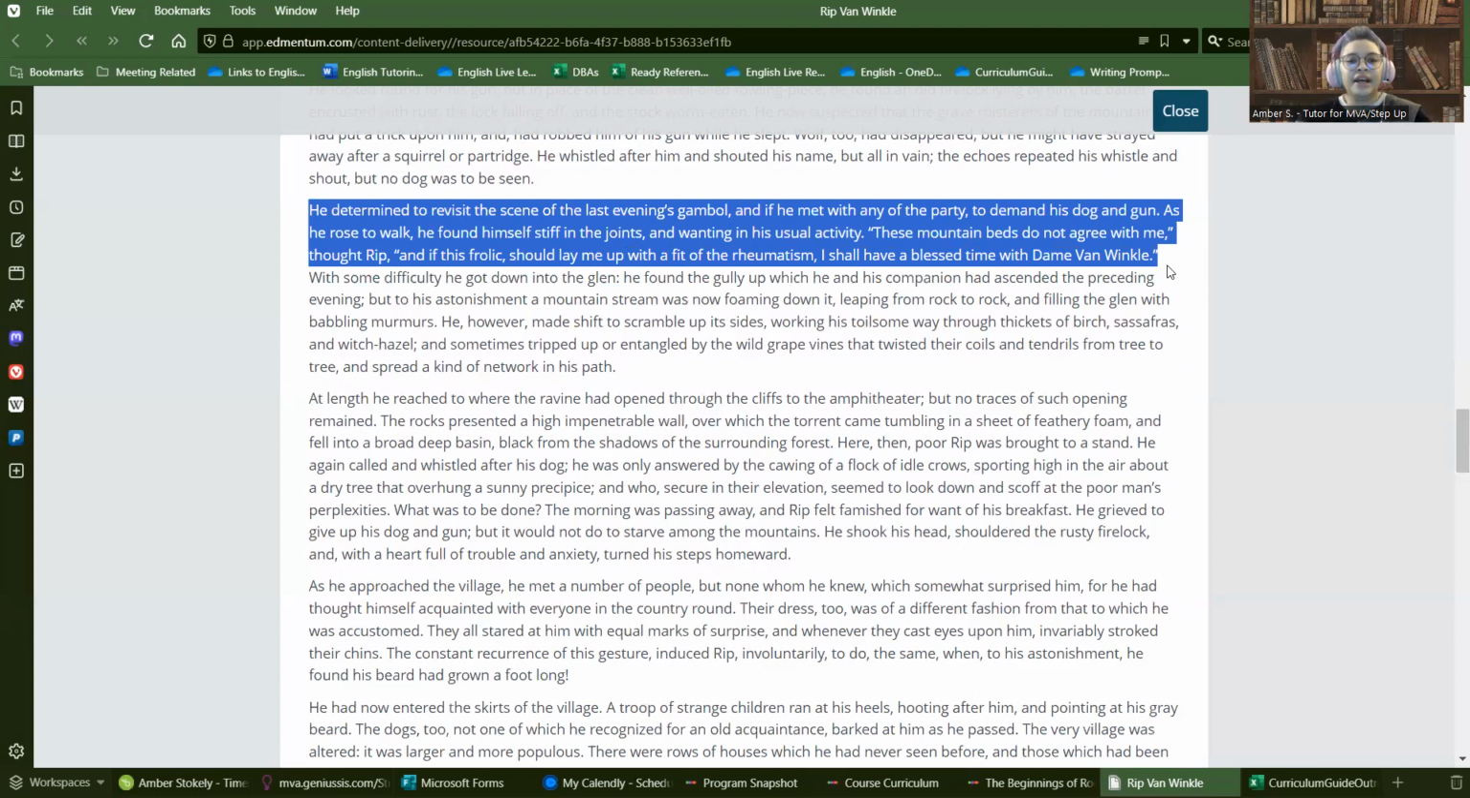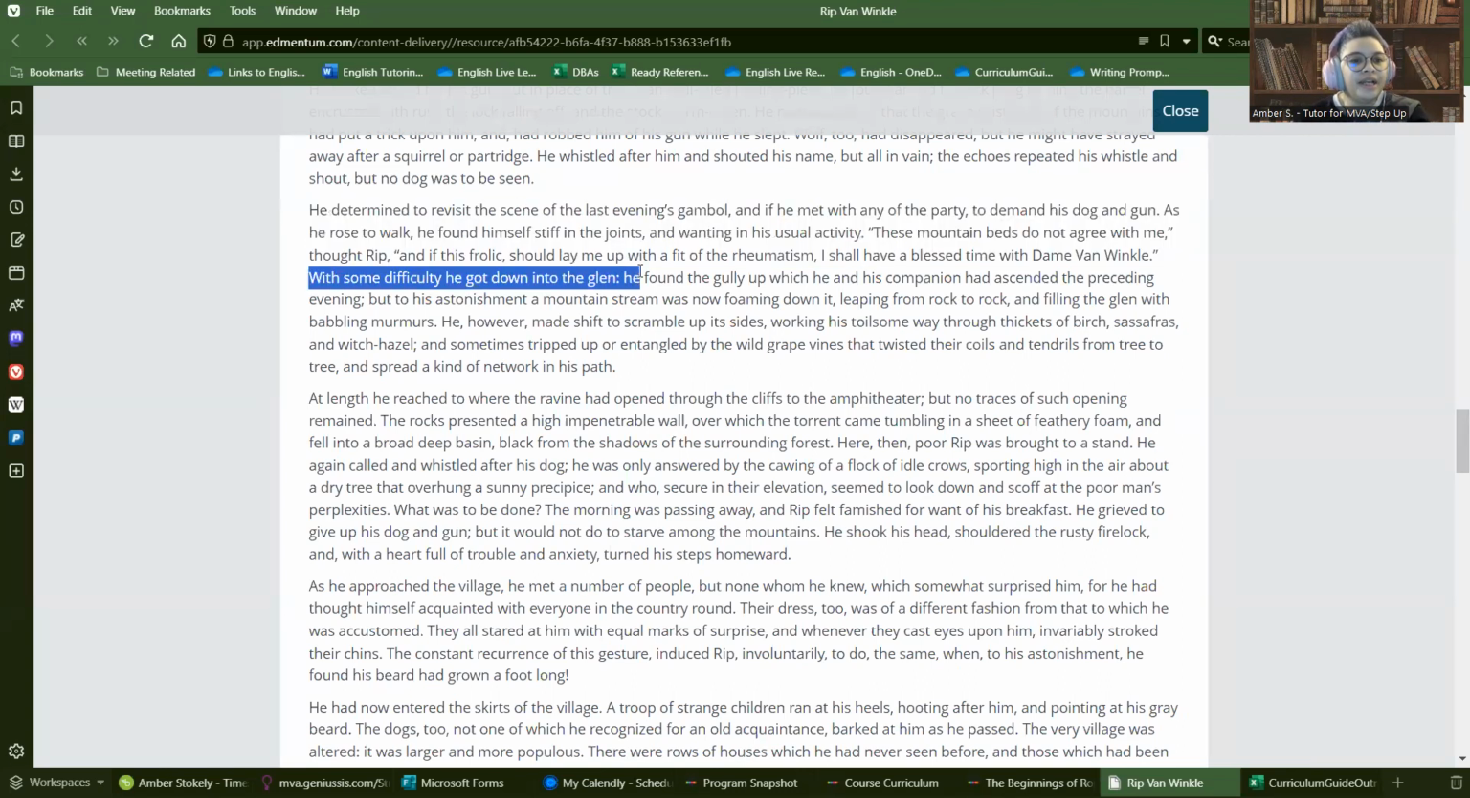But because he had laid out on the slope on the mountain, his joints are stiff, and he's like, dang. Rheumatism is kind of like an older word for arthritis. So he basically is like, if I end up with joint pain to the point where I definitely can't move and do anything, he says I'll have a blessed time with Dame Van Winkle. But he's being sarcastic here, right? He's just saying it'll be worse if I'm actually so hurt that I can't even pretend to leave. She's gonna lay into me, right?